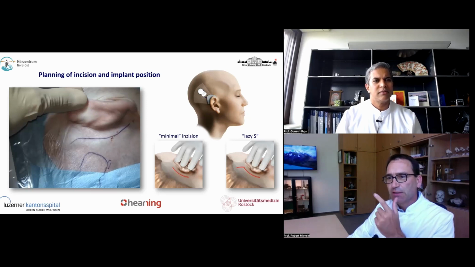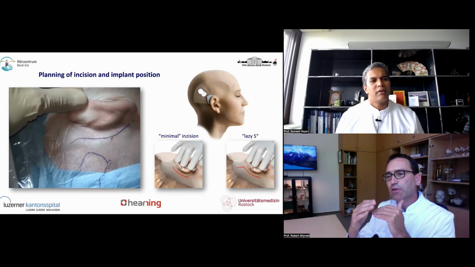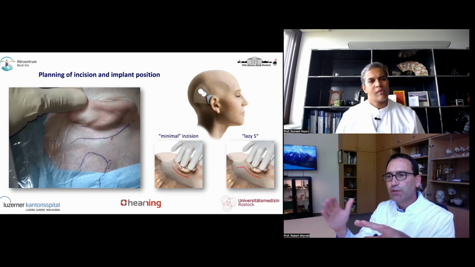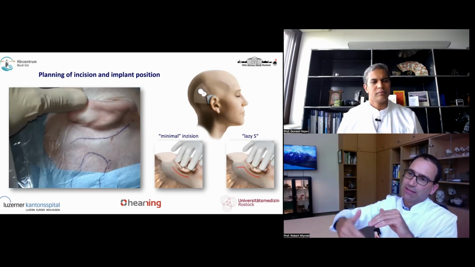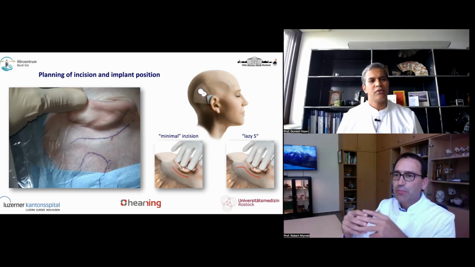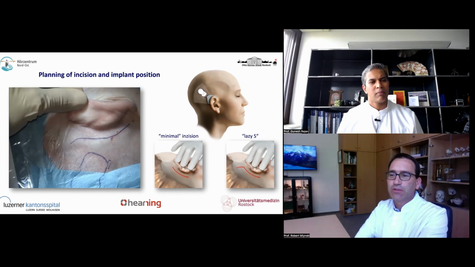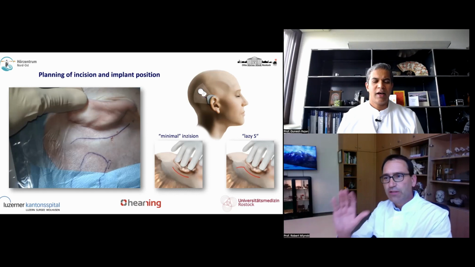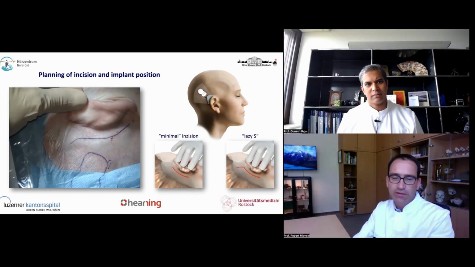No. Actually, same as you. I always try to have opposing flaps for skin and muscular periosteum, so we don't have a direct communication, a capillary system towards the implant. Yeah. So is your periosteal flap anteriorly based or posteriorly based? Posterior, superiorly. So the skin flap inferiorly and the muscular periosteum flap cranially. Yeah. Same for me.